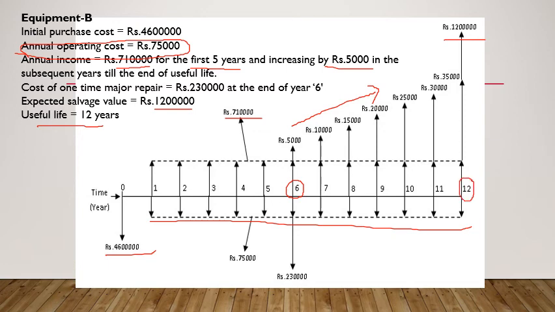This is the cash flow diagram. Okay, and what did we have? We left this one, cost of one time major repair, that is 2,30,000 at t is equal to 6. So at t is equal to 6, indicate that as the cost of one time major repair. This completes the cash flow diagram.